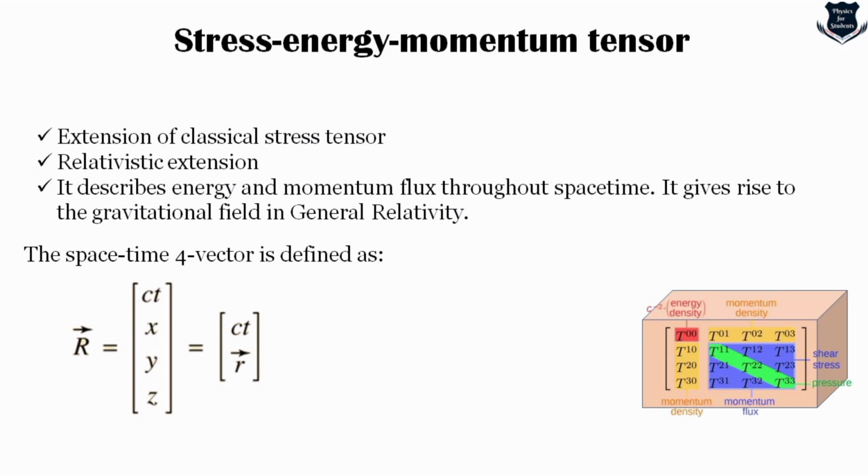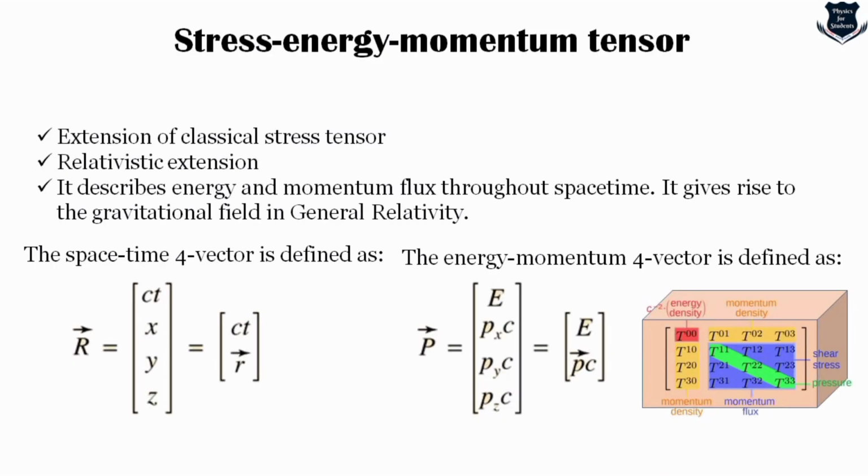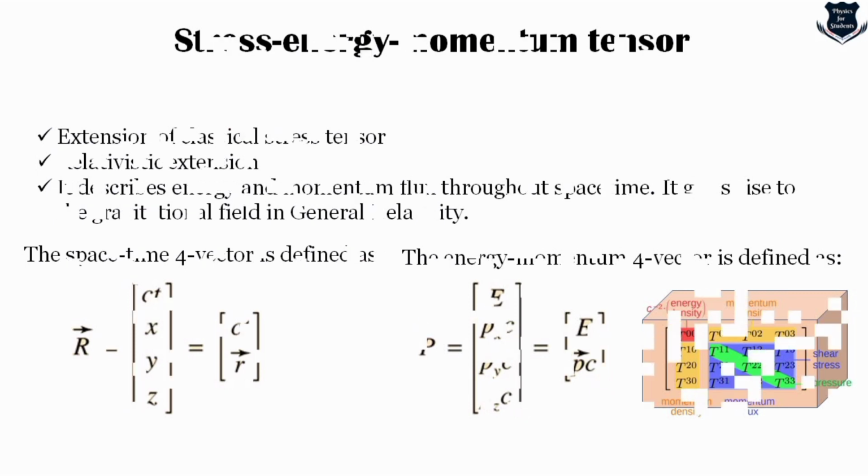Now, just note that I have just told you that it's an extension of a classical stress tensor of Newtonian mechanics, right? If it is a classical tensor, you can see this one, which I have just written. The energy momentum four-vector is defined as this. So this is written in a vector form. Why in a vector form? Because it has not yet been extended into the relativistic arena. So we are still stuck in the classical phenomena of Newtonian mechanics, where we are defining the stress energy momentum tensor in the vector form.